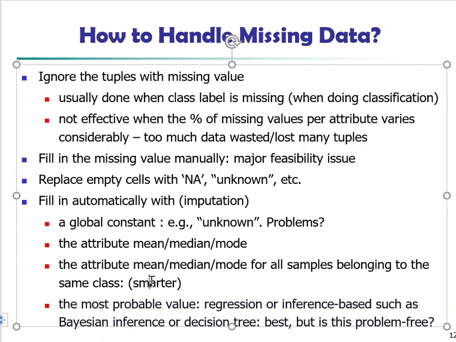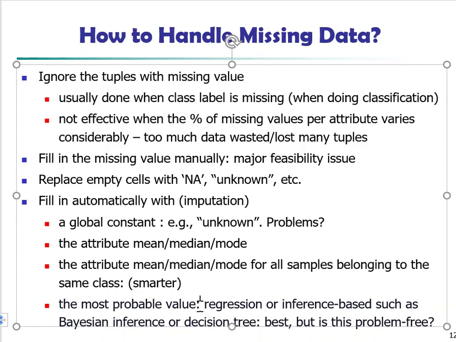So in this example, if you're doing a classification task, you take one class and, class by class, you fill the missing value using the mean, median, or mode. Again, the problem might be at a smaller scale, but you still have the problem of introducing something artificial.